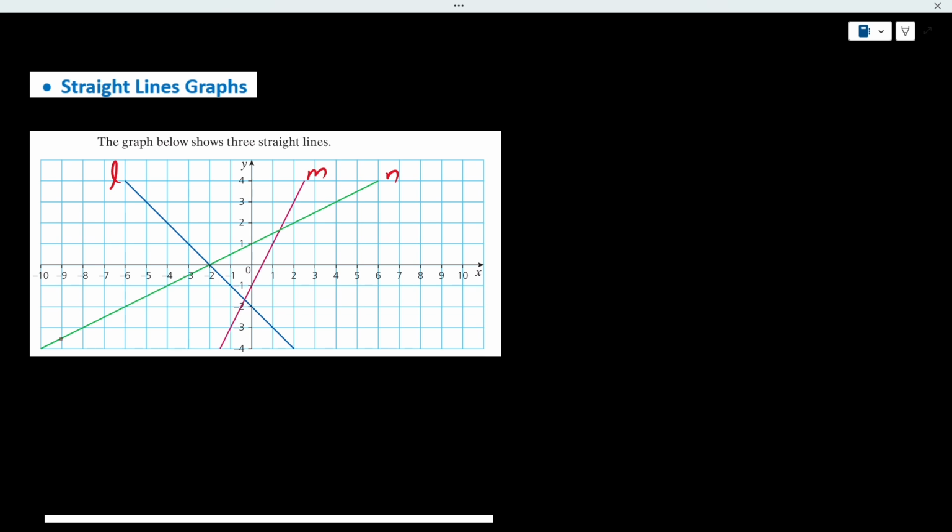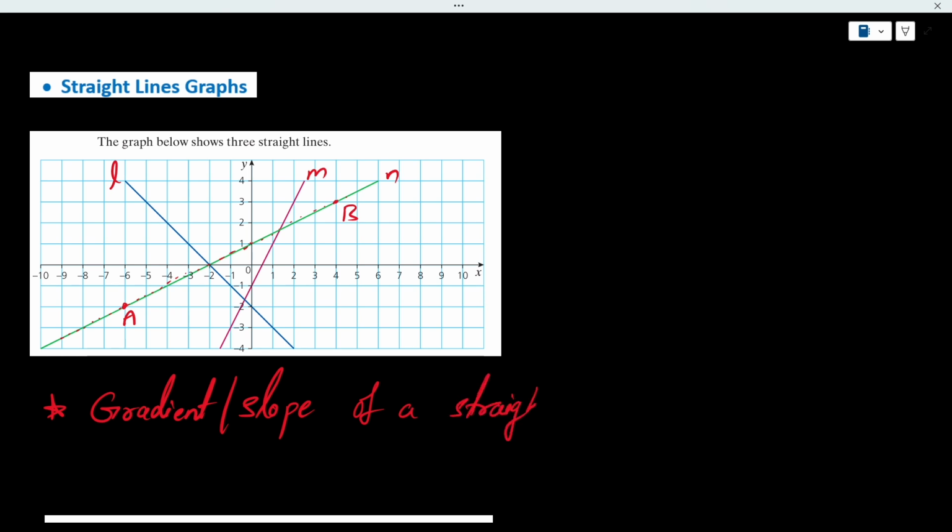Now every line is a collection of infinite points. Out of that, if I take any 2 points, like here if I take A and another point B, whenever you have a line, you will see the gradient or slope, right? After you learn the distance formula and midpoint formula, you learn gradient. What is the meaning of gradient or slope of a straight line? And we always get the gradient of a straight line only, right?